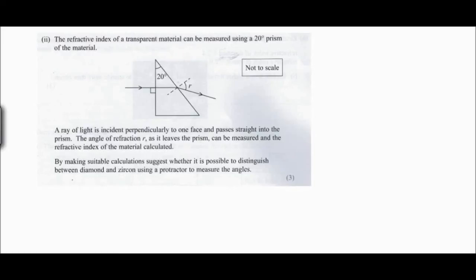The refractive index of transparent material can be measured using a 20-degree prism of the material. A ray of light is incident perpendicular to one face and passes straight into the prism. The angle of the refraction R as it leaves the prism can be measured and the refractive index of the material calculated. By making suitable calculations, suggest whether it is possible to distinguish between diamond and zircon using a protractor to measure the angles.